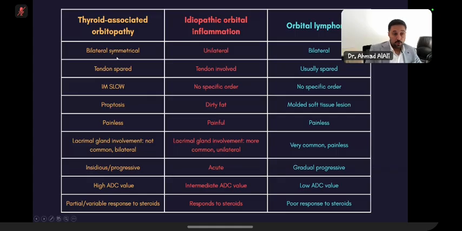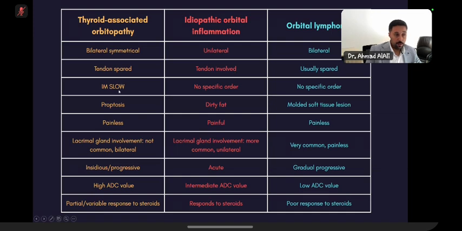Orbitopathy is usually symmetrical, bilateral. Orbital pseudotumor is only unilateral, and orbital lymphoma is bilateral, not necessarily symmetrical. The tendon is spared in both lymphoma and thyroid orbitopathy, but it is involved in the idiopathic orbital inflammation, which is the new name for the orbital pseudotumor.